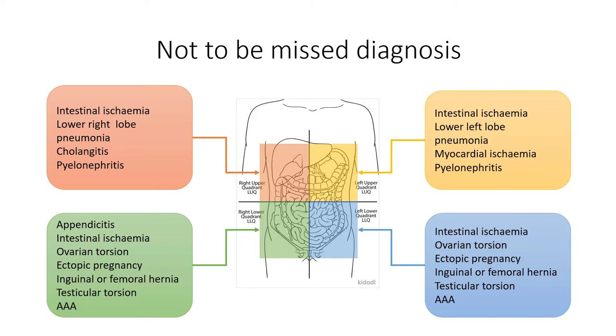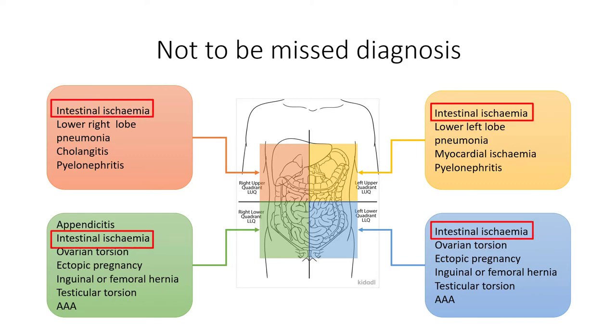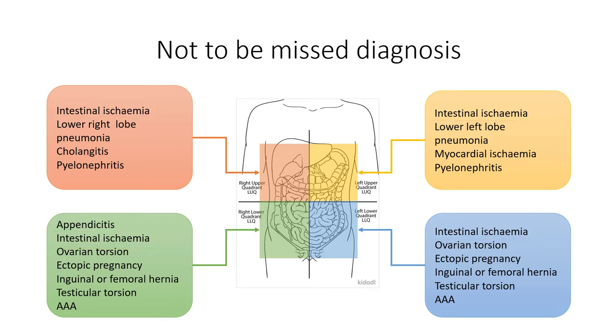On this slide, we're looking at the abdominal quadrants. These might at first appear to be quite daunting lists for each of the quadrants, but you'll see some diagnoses, such as intestinal ischemia, for instance, appear in each of the abdominal quadrants. So the list may not be as daunting as you first think. And there are other diagnoses that are very specific to the location of the organ involved, and so that may help you remember which quadrant the not to be missed diagnosis is associated with.